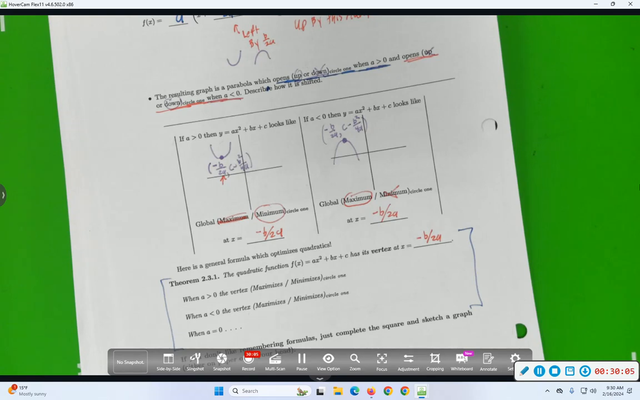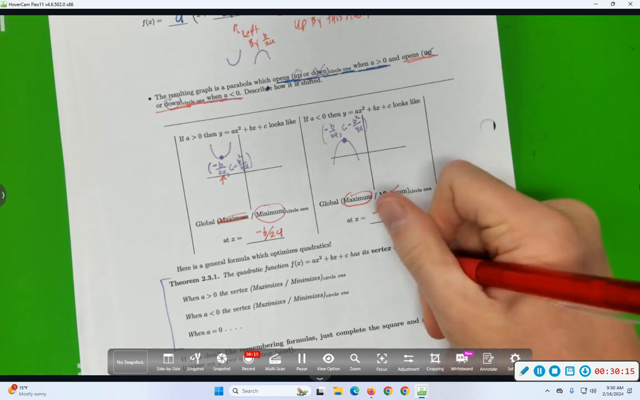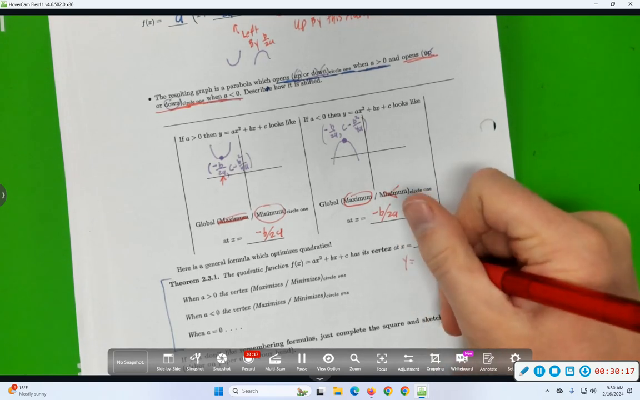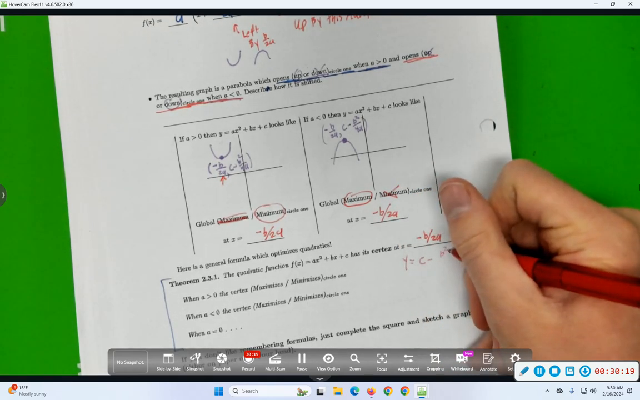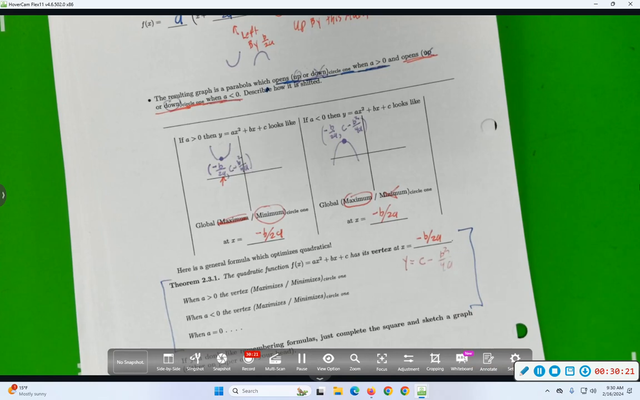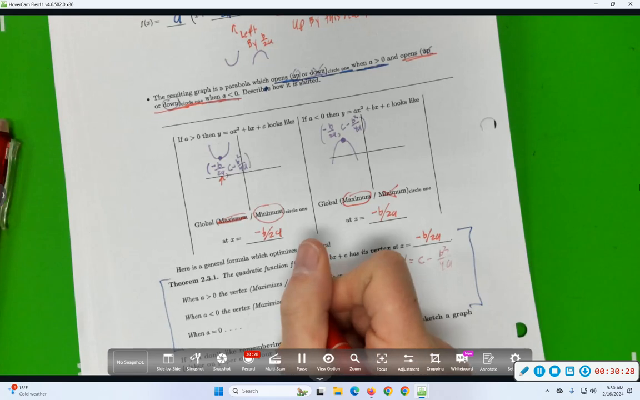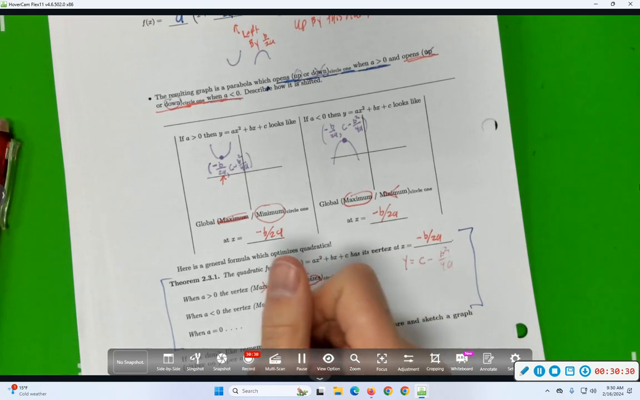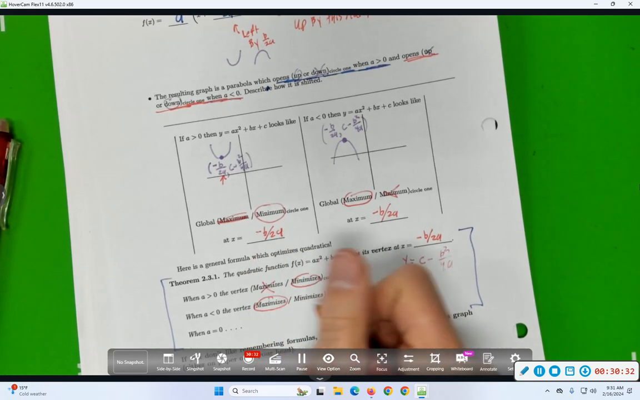We could, and I guess I will. The reason I don't have it here is because, well, you can also just always figure out the y value if you know the x value by plugging it in. So I'll put it down, but I don't regard it as important. y equals c minus b squared over 4a. When a is positive, the vertex minimizes. When a is negative, the vertex maximizes.